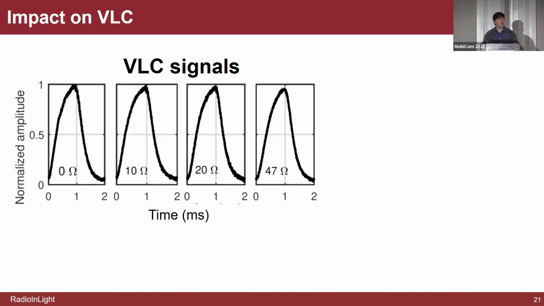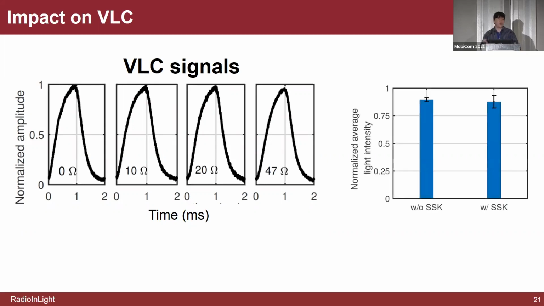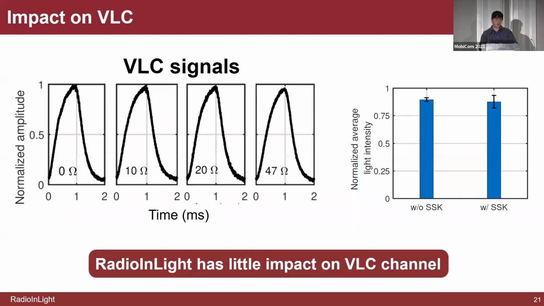Then another important design aspect of our system is that we use the leaked signal for communication, but we cannot influence the original VLC channel. So we first test the influence on the VLC channel of our system. First, we connect different resistors between the MOSFET and signal source, and we can see that it only slightly influences the VLC patterns. Then we also measure the average light intensity with and without our proposed SSK modulation, and find that there is not too much difference. So we can safely claim that our system RadioInLight has little impact on the VLC channel.